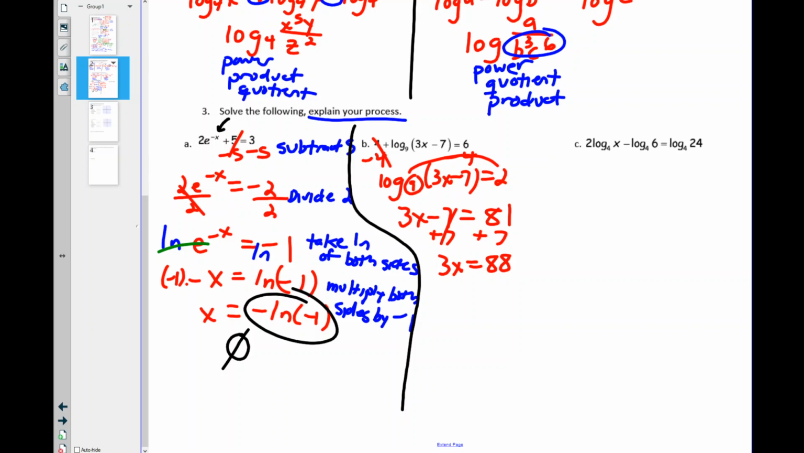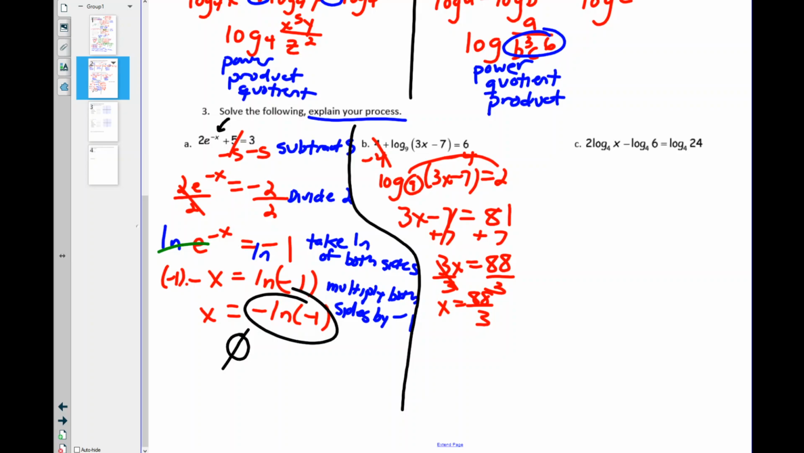Do that right? 81, 3x minus 7. Yeah. This is not irrational, but it is a decimal, so I'm just going to leave it like that. With logs, though, what do you need to do? Check for extraneous.